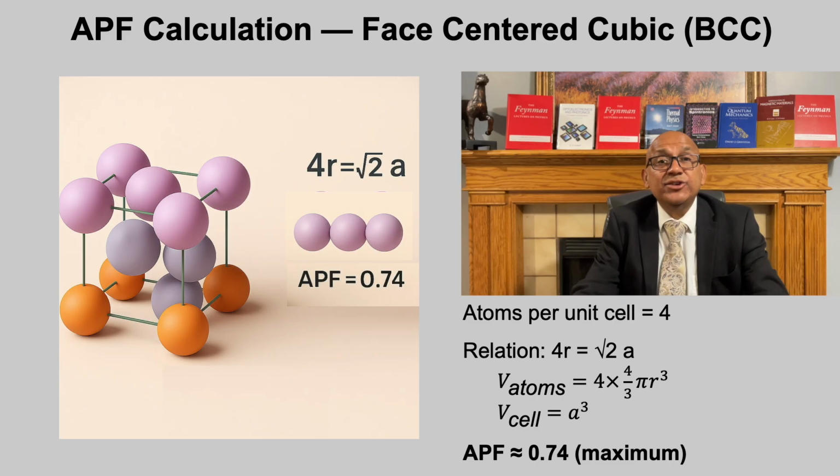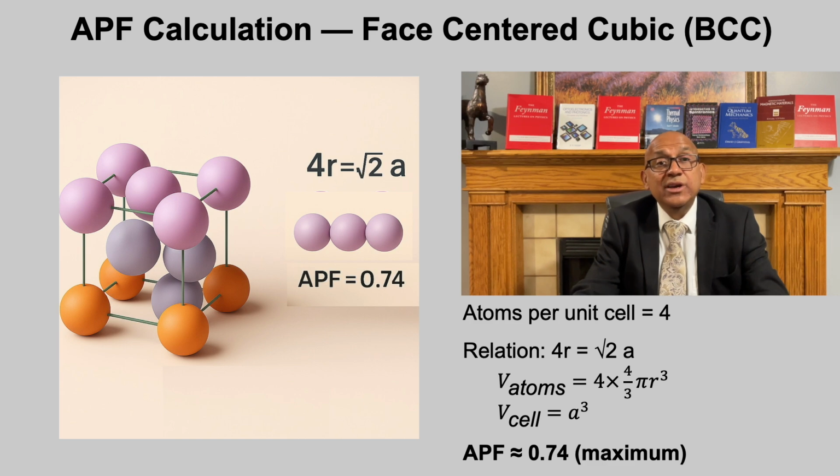Next, we determine the relation between the atomic radius and the cube edge. In FCC, atoms touch along the face diagonal. This diagonal spans 4 atomic radii. Geometrically, the face diagonal equals the square root of 2 multiplied by cube edge length. So we write 4r equals square root of 2 times a.